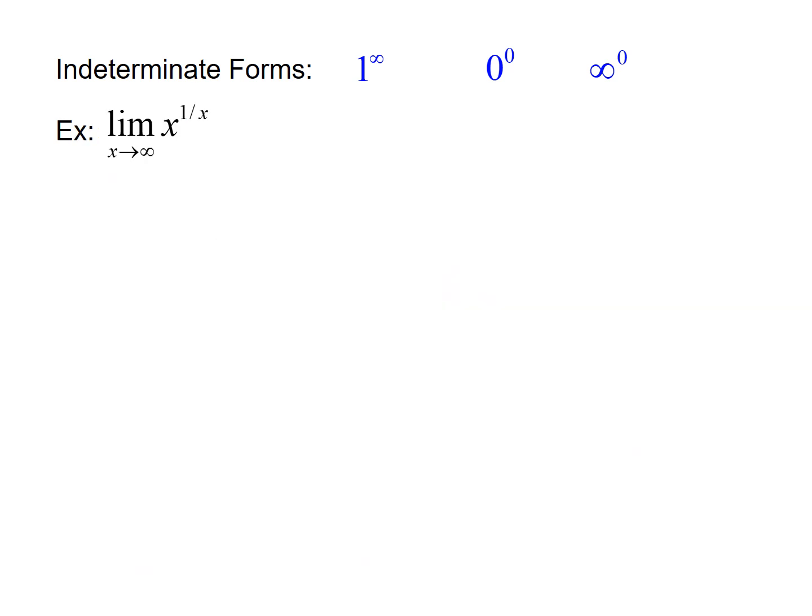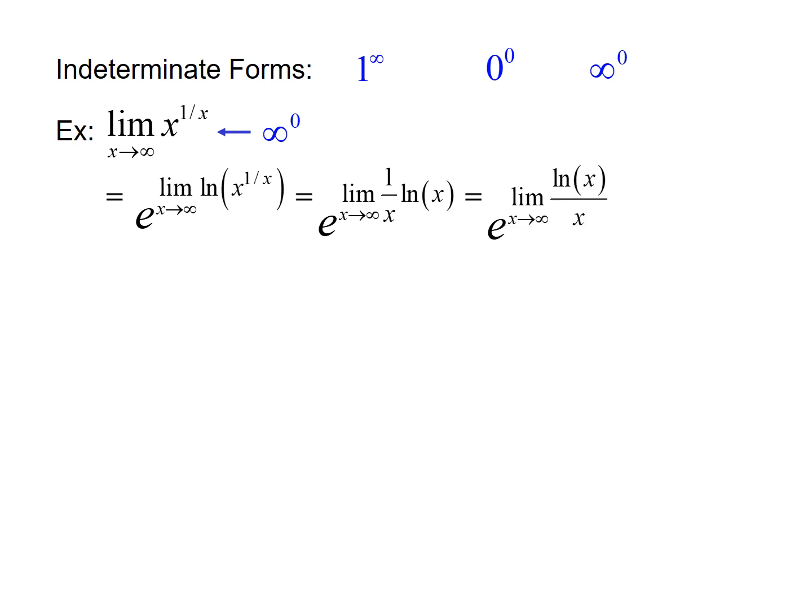So let's take a look at this. The limit as x goes to infinity of x to the 1 over x. That's the form infinity to the power of 0. So this equals e to the limit as x goes to infinity of the natural log of x to the power of 1 over x. Now we're going to use our log rules to manipulate this. We can bring out the 1 over x, and that gives us the limit of natural log of x over x. As x goes to infinity, that's the form infinity over infinity.